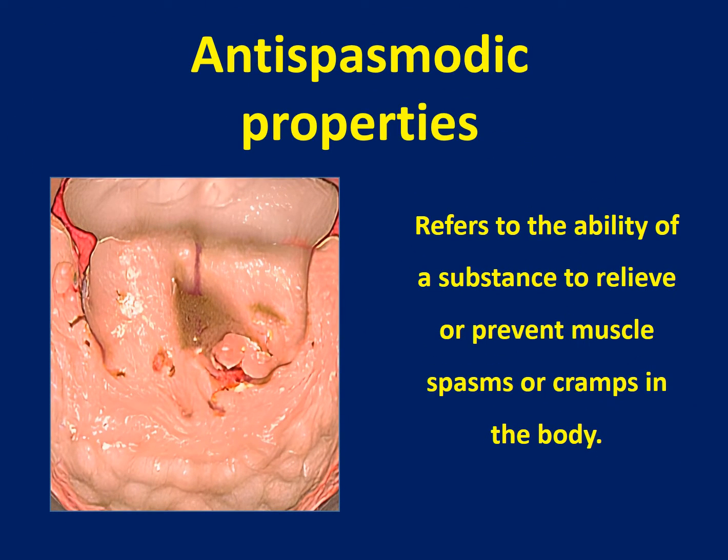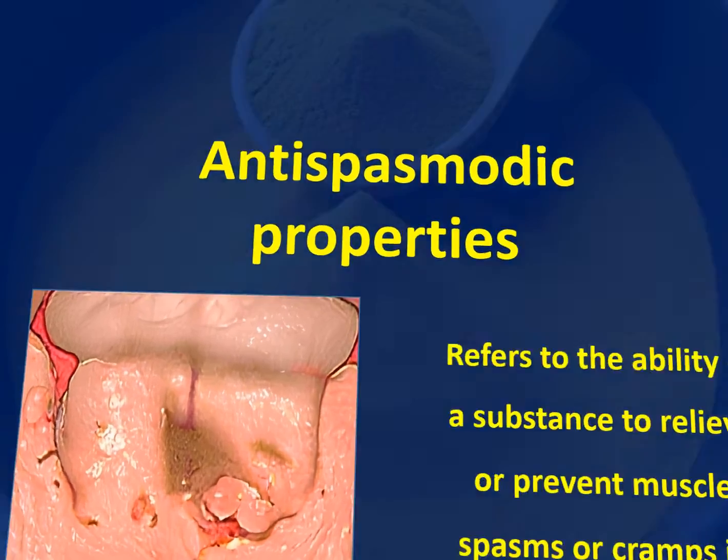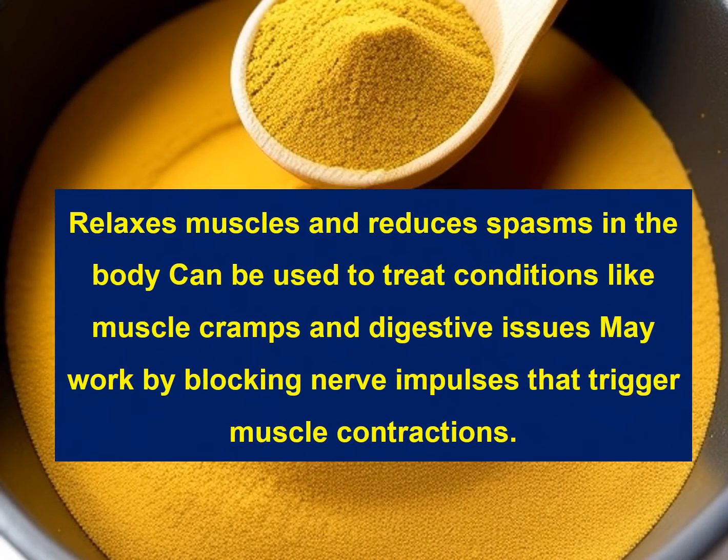Anti-spasmodic properties refers to the ability of a substance to relieve or prevent muscle spasms or cramps in the body. Relaxes muscles and reduces spasms in the body, can be used to treat conditions like muscle cramps and digestive issues, may work by blocking nerve impulses that trigger muscle contractions.